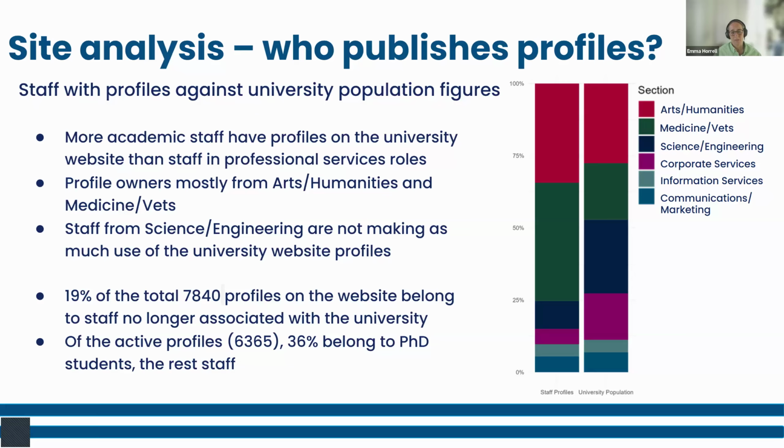And a really stark finding from this analysis was that of the some 7,000 profiles on the site, nearly 20%, so nearly a fifth, belonged to staff who'd left the university. And of the profiles that were active, 40% belonged to PhD students. So they were going to be with us for a defined period of time before they also would go out of date.